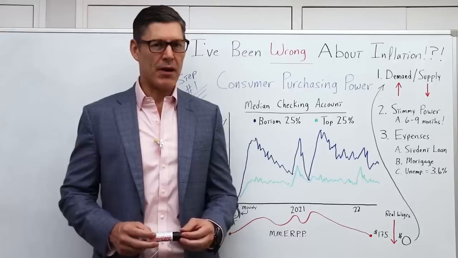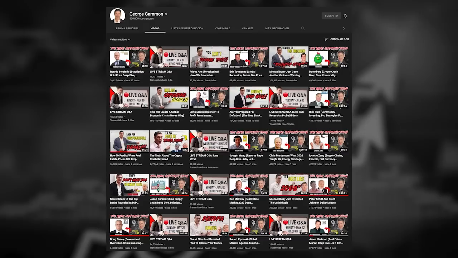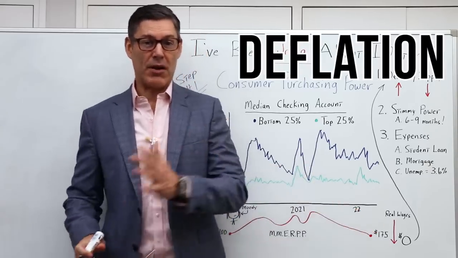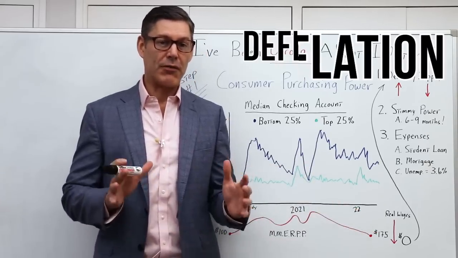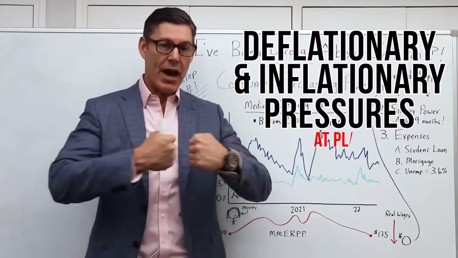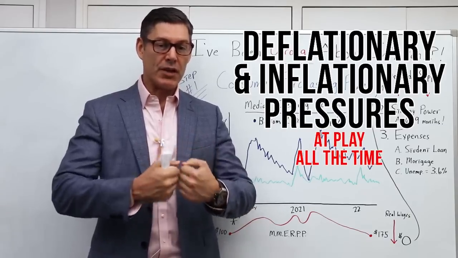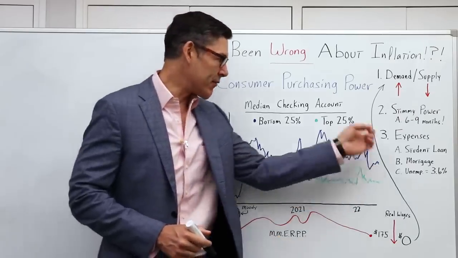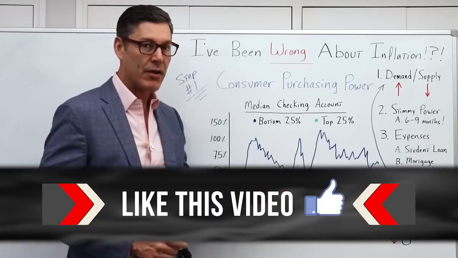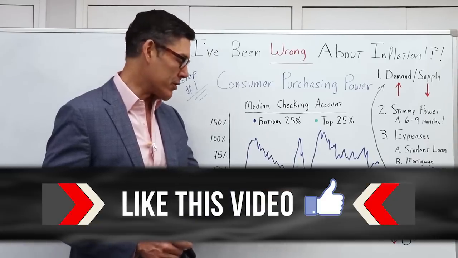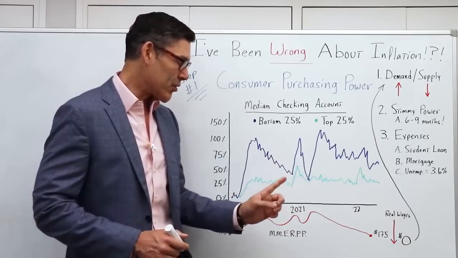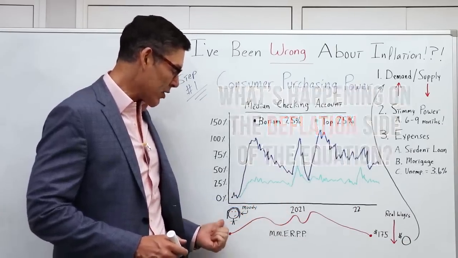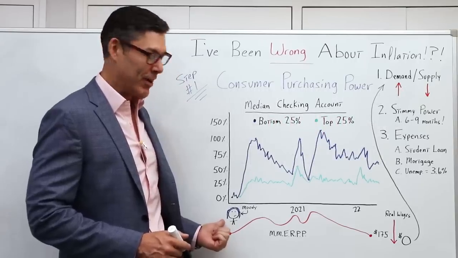You guys know from watching my videos, it's all about nuance, and the devil is in the details. And it's never just about inflation or just about deflation. We have these deflationary and inflationary pressures at play all the time. It's just a matter of which force is overwhelming the other. So we talked about all these inflationary pressures that we will most likely have at least for the next couple quarters. But let's think through what's happening on the deflation side of the equation. Insert everyone's favorite, Moody the Millennial.